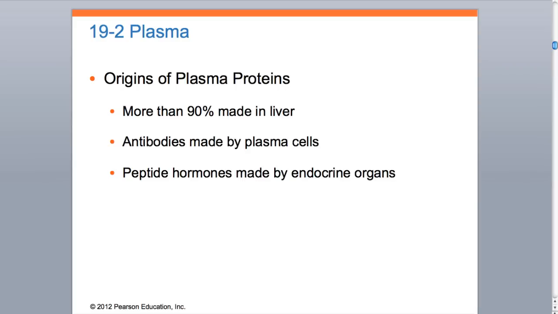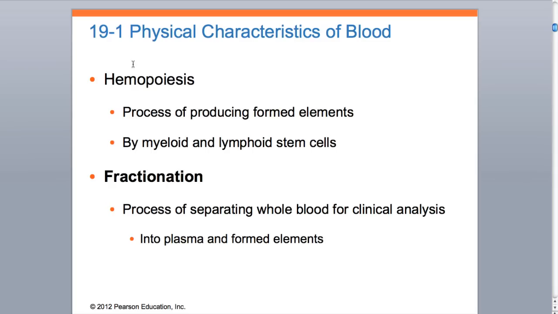Now there's a slide that I need to go back to, and that is this one. Whenever you see this term, hemopoiesis or hematopoiesis, it is the production of blood cells. And we're not just talking about red blood cells, we're talking about all of them. Red blood cells, white blood cells, and even platelets. Notice the author says, process of producing formed elements. The formed elements are platelets, white blood cells, and red blood cells. Okay, now let's continue.